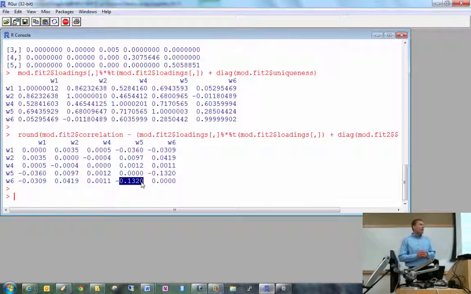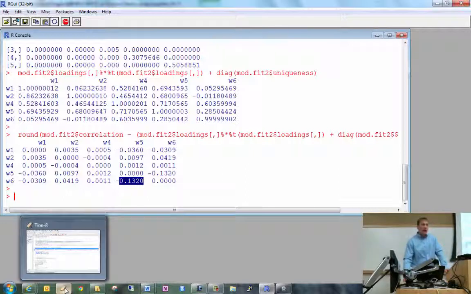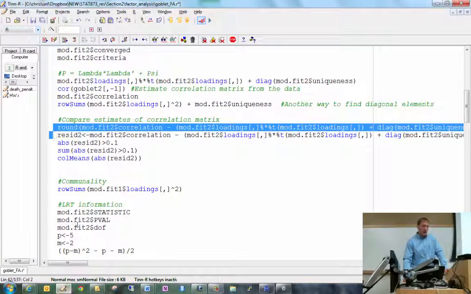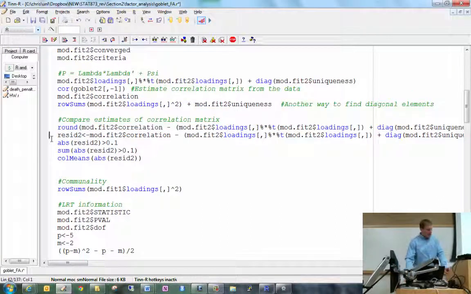But overall, I'm pretty satisfied with the fit of this model. Not perfect, but you should never expect a model to be perfect. It's pretty good. I'll show you an example shortly of a model that doesn't fit very well. Now, make sure I'm talking about everything I need to.